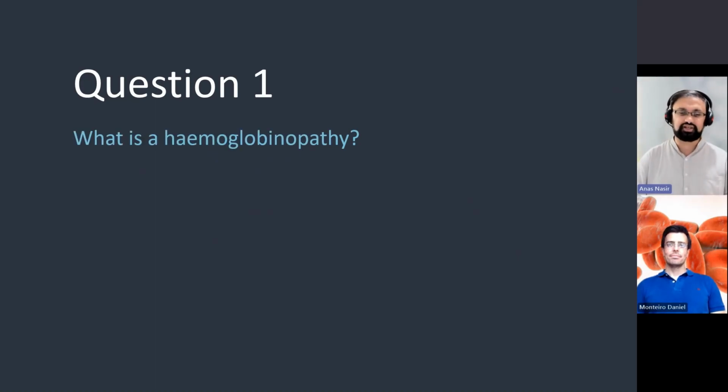So Daniel, my first question to you, what exactly is a haemoglobinopathy? Haemoglobinopathy, depending on what literature you read, has various definitions, but in essence, it's everything that could affect the synthesis, production, or function of haemoglobin itself.